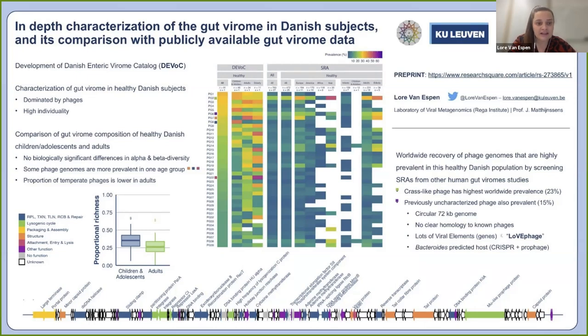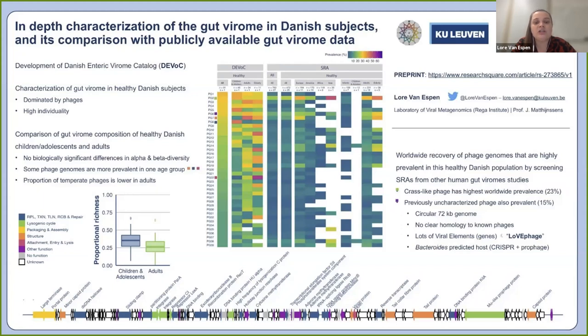But since the healthy subset consisted of both children and adults, we could also look at the effect of age. So we didn't find any biologically significant differences in, for example, alpha diversity, but we did find out that the proportion of temperate phages is lower in adults than in the children. And also we were able to identify some age-associated phage genomes.